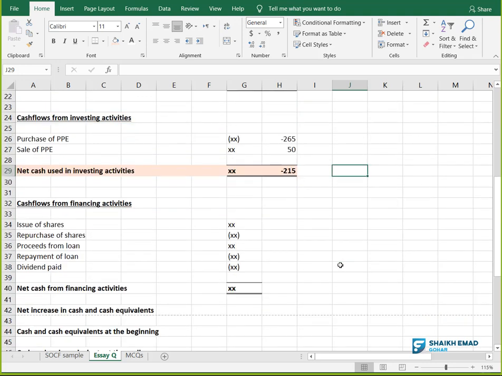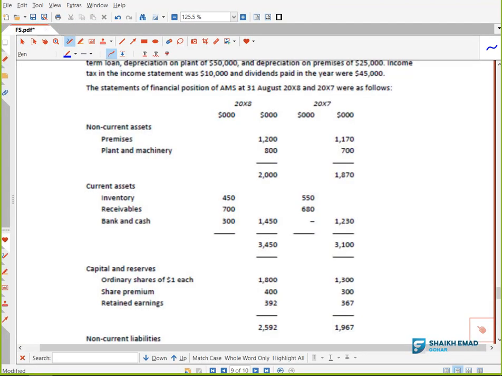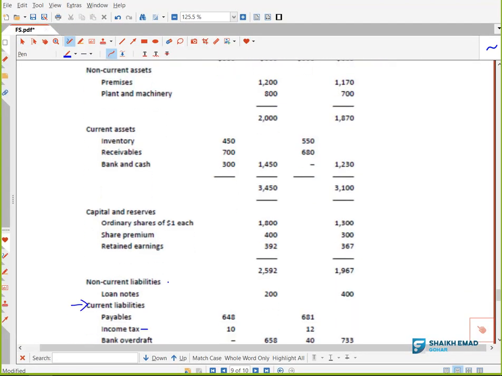Now we are going for the third one. Financing. So we need to see, have we issued any shares? To see this, we need to go for equity. If you see, this is your equity. What is my opening equity? 1967. Closing 2592. But you will not take this difference. You need to go to the shares. 1300, 1800. It means I have issued more shares. Premium was 300, now it is 400. So I issued more than par value.